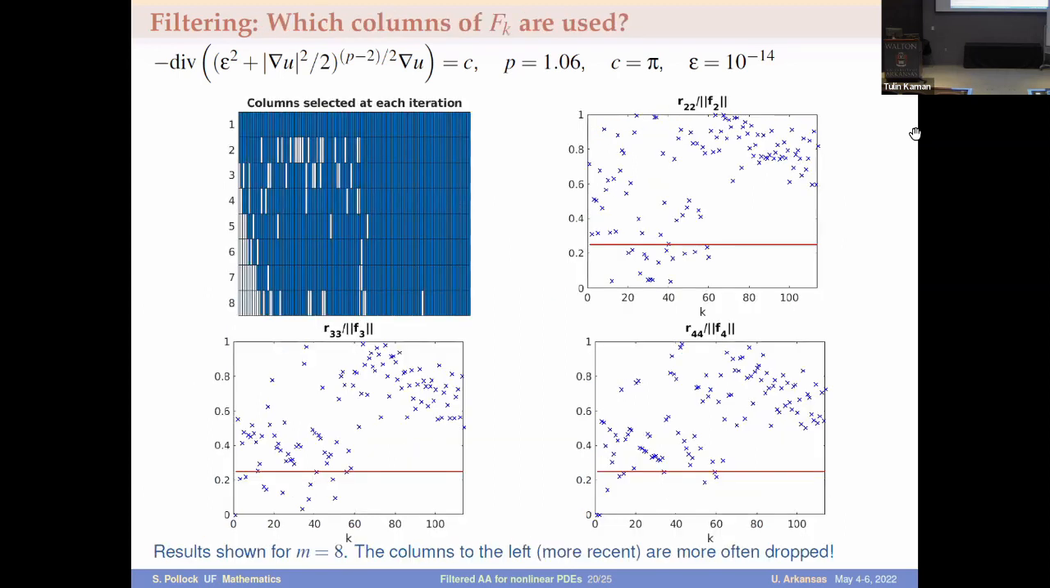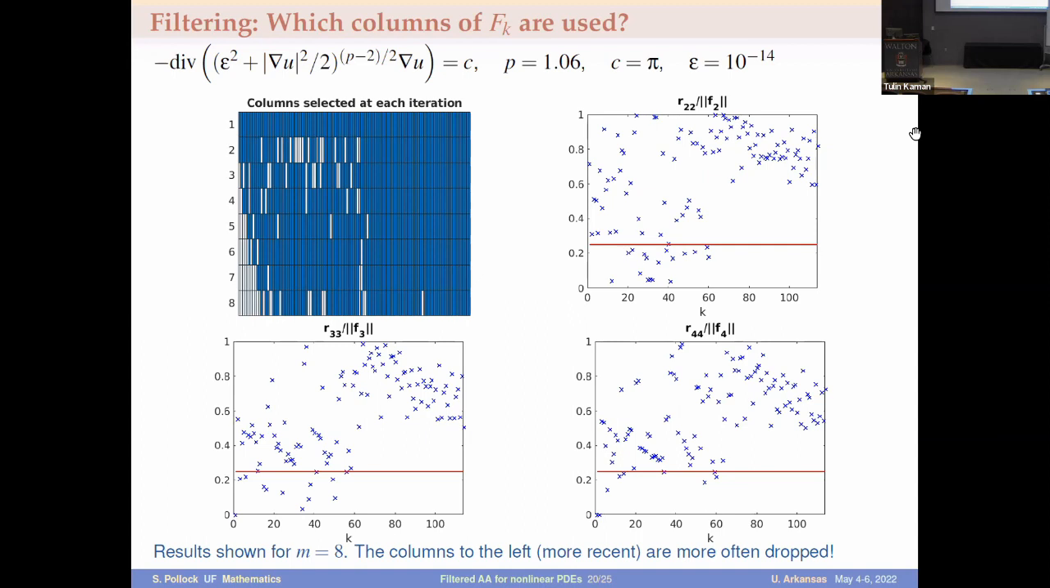So here's a visualization of which columns of F are being used. And this is just for the constant depth m equals 8 with the filtering. And so what we see here is that it's actually the second column that's getting filtered out the most often. So it's actually your more recent information that tends to be close to your second most recent can be close to your most recent.